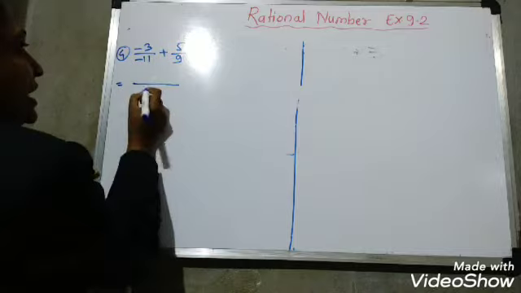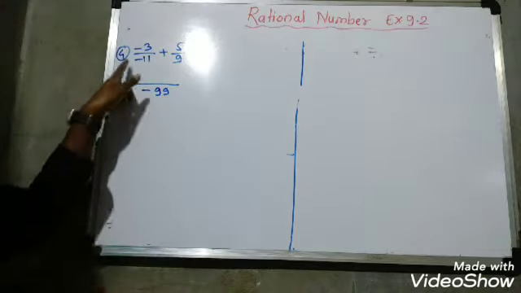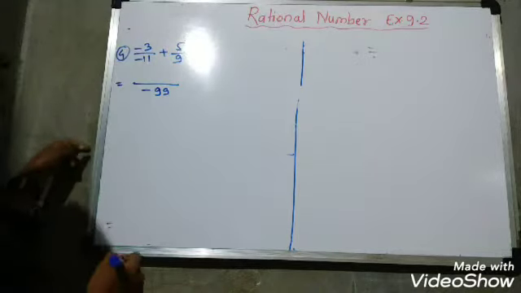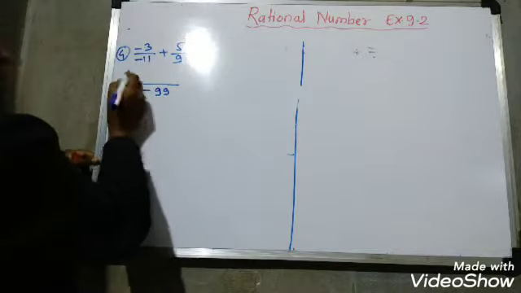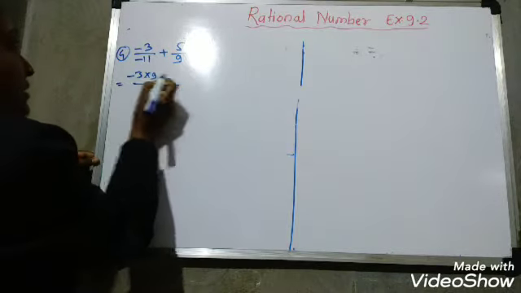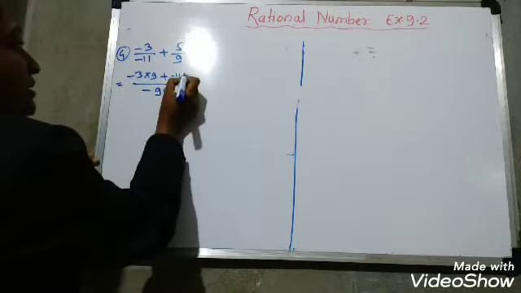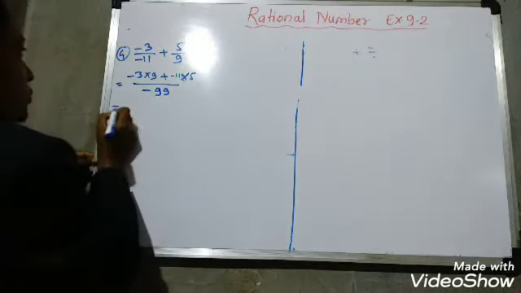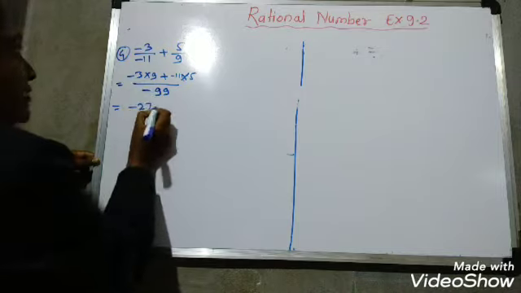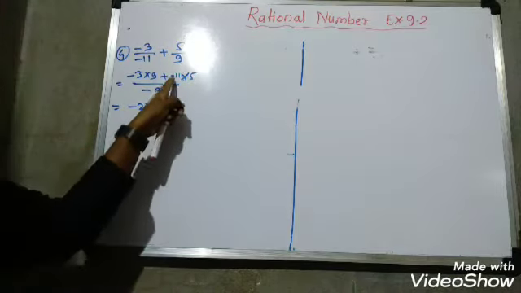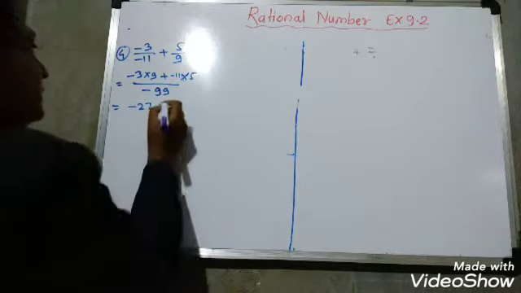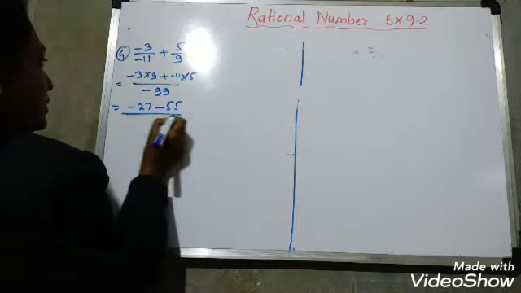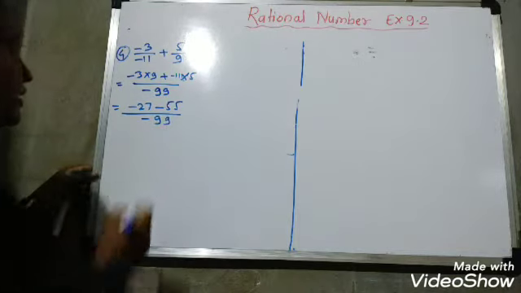See, 11 9s are 99, and this minus sign is there, so minus. And now cross multiplication: minus 3 into 9 plus minus 11 multiplied by 5. So what will you get? 9 3s are 27, minus 27, minus, now see here also minus sign, so minus 55 upon minus 99. This you will get.